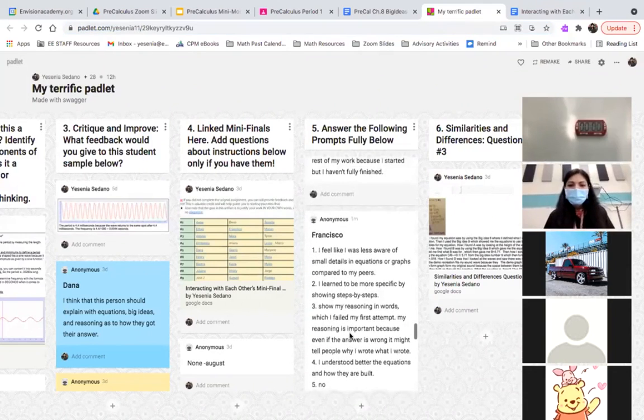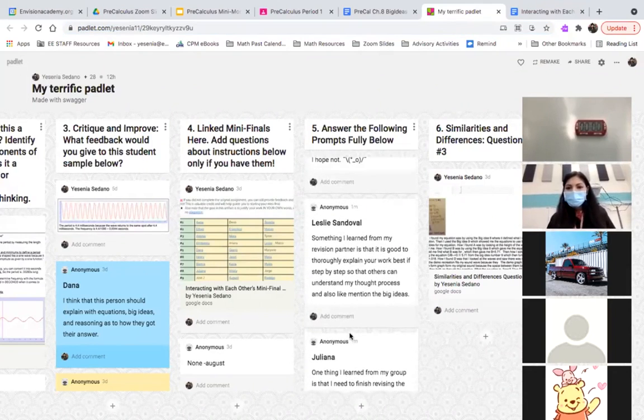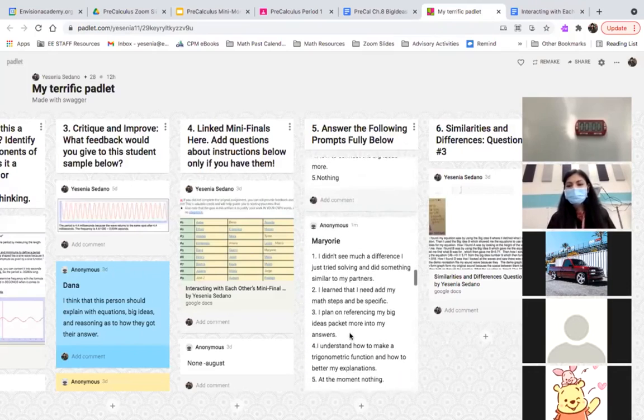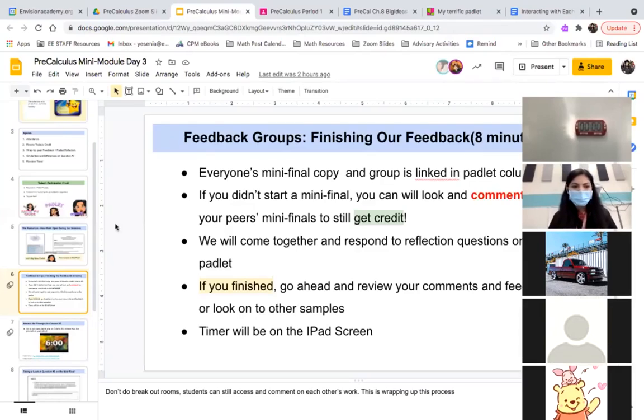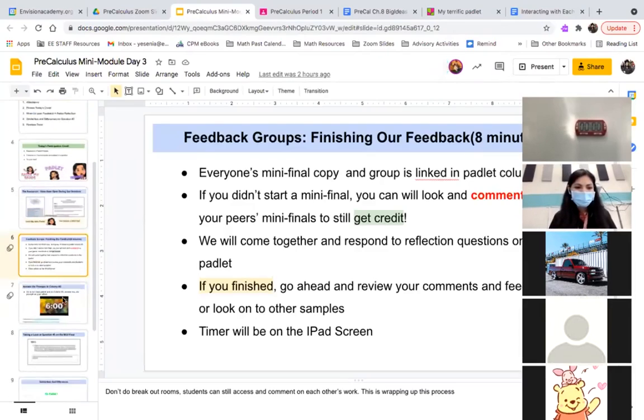I'm so excited to take the time to look at how the process was for you and looking at each other's work. I think that's the best way we could learn more about our own work. Let's jump back in to the next, and I think it's the last thing, everyone.